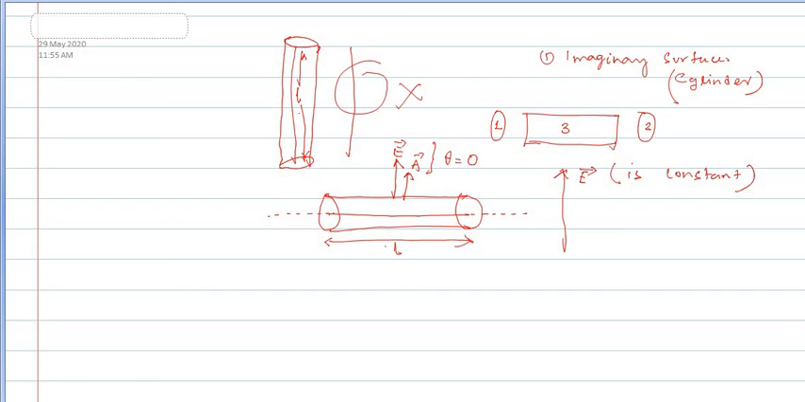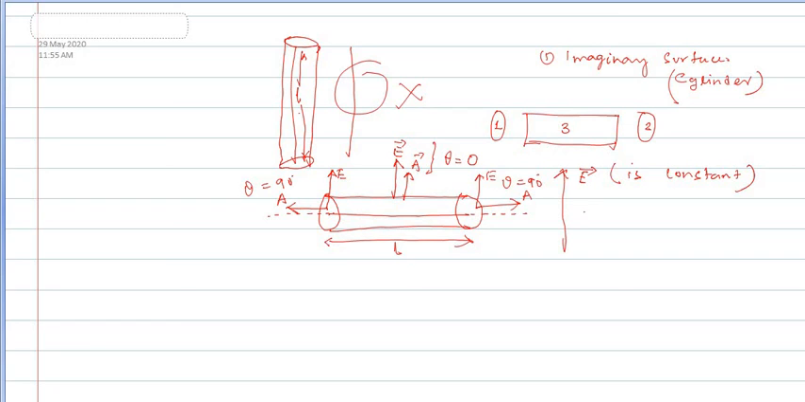Now similarly, if you go for this surface, then this is the direction of E and this is the direction of A. So what is the theta? Here theta is equal to how much? 90 degree. Similarly, this is the direction of E and this is the direction of A. So what is the theta here? Theta is also 90 degree.